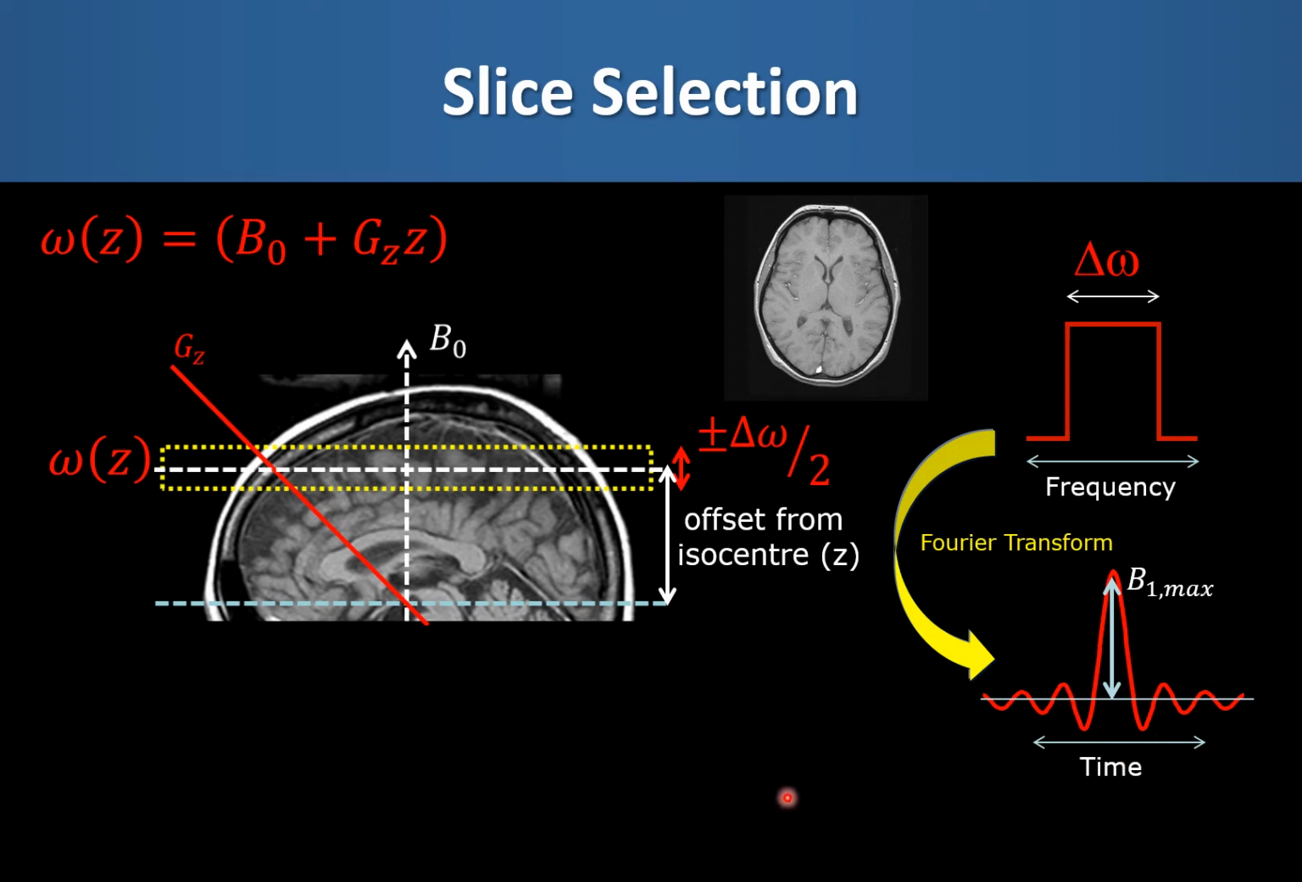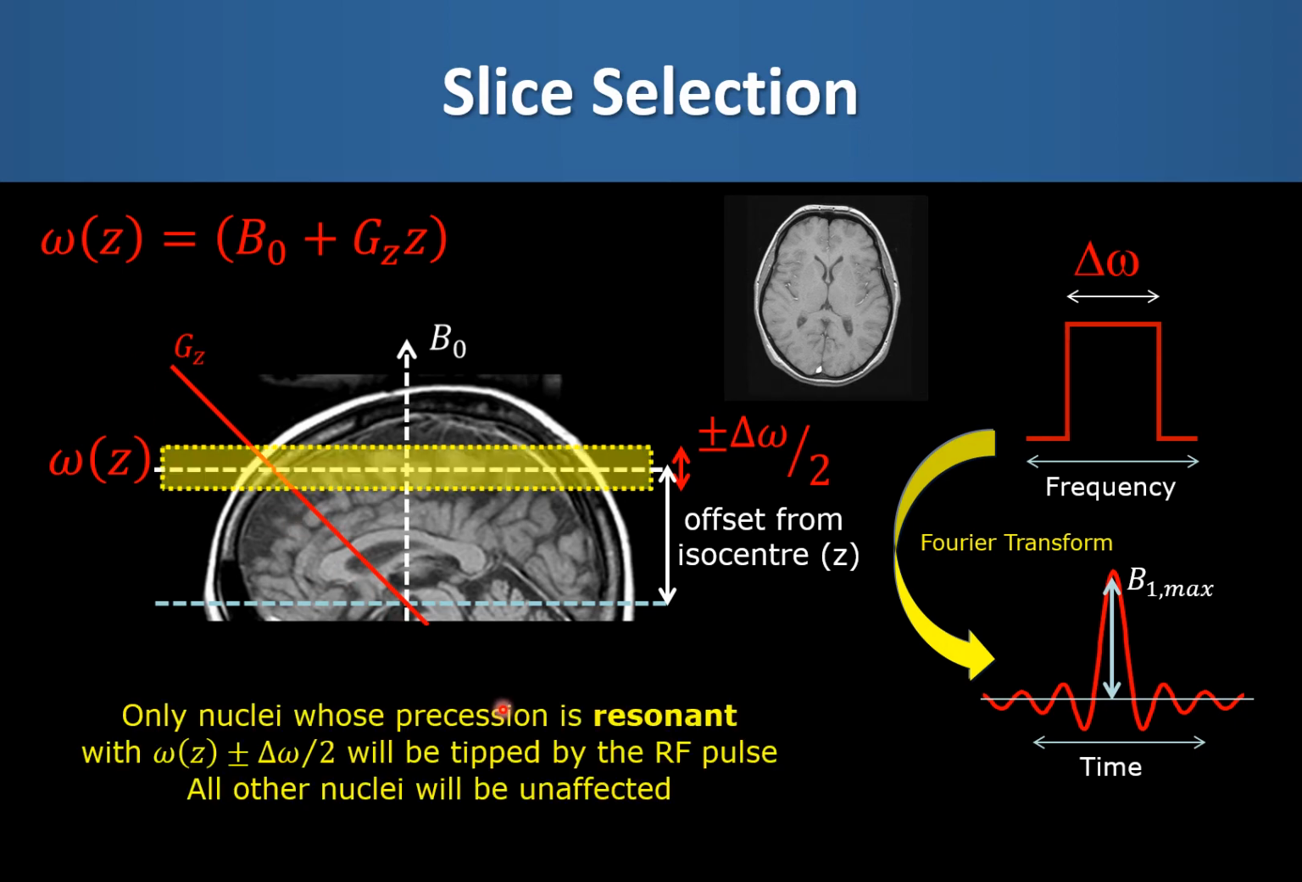This sinc function envelope is then mixed with the omega Z carrier frequency and played out in the presence of the slice select gradient. Therefore, only nuclei whose precession is resonant with omega Z plus and minus delta omega over 2 will be tipped by the RF pulse. All other nuclei will be unaffected.